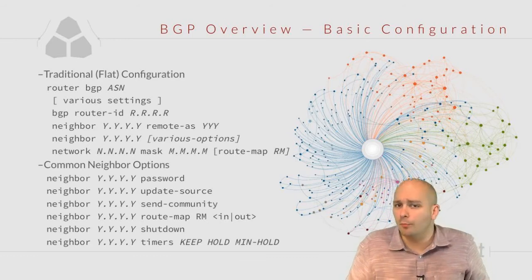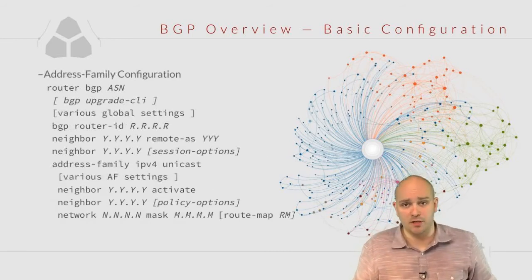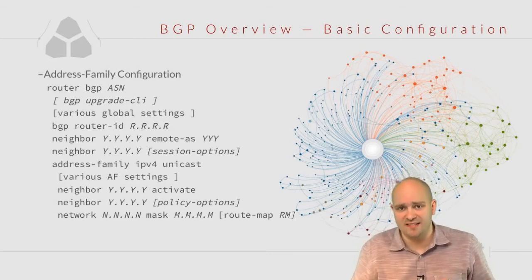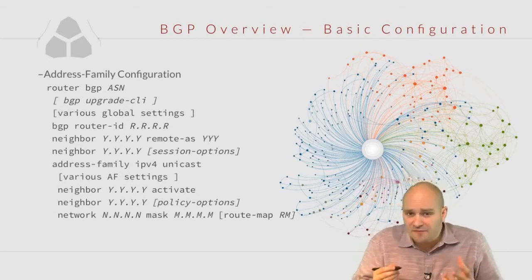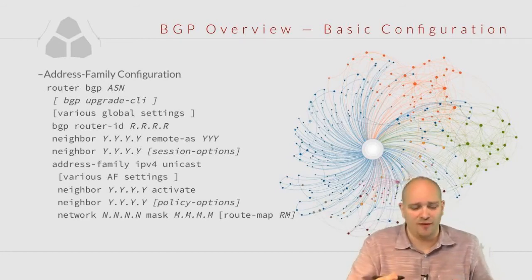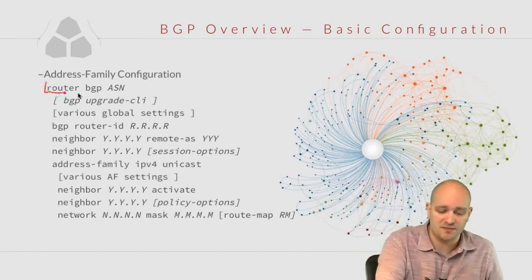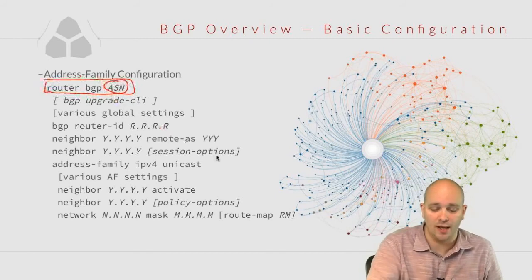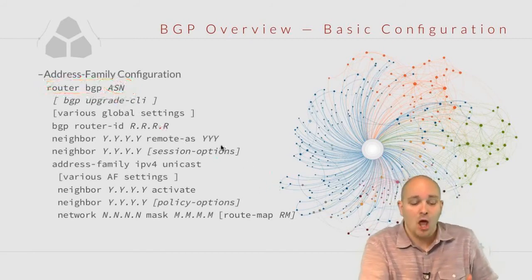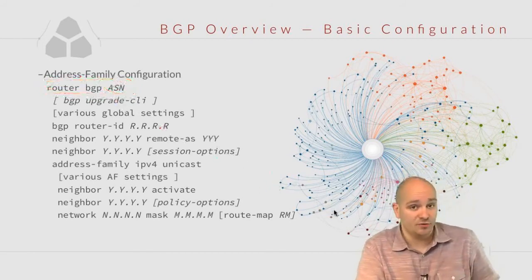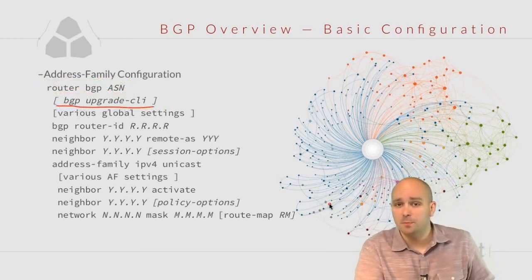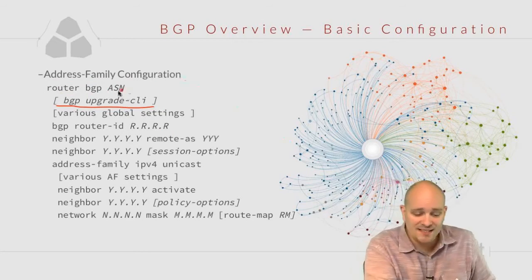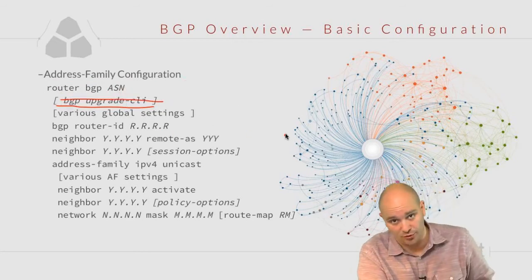A slightly more modern way of configuring BGP is using address family based configuration. So as you will see, it's very, very similar to the flat configuration. We start by specifying router BGP and our own AS number. So far so good. Optionally, when you are doing this for the first time, you may want to run the command bgp upgrade-cli. As I say, this is optional. You don't have to do this.